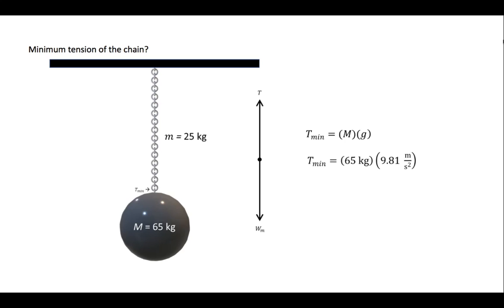Great. So hopefully you're able to plug in 65 kilograms for the weight of the wrecking ball and 9.81 meters per second squared for the acceleration of gravity. This results in a value of 637 newtons. This value makes sense because it is lower than the value for the maximum tension of the chain. Since our object of interest is the bottommost link in the chain, we can omit the weight of the chain and only focus on the weight of the wrecking ball.